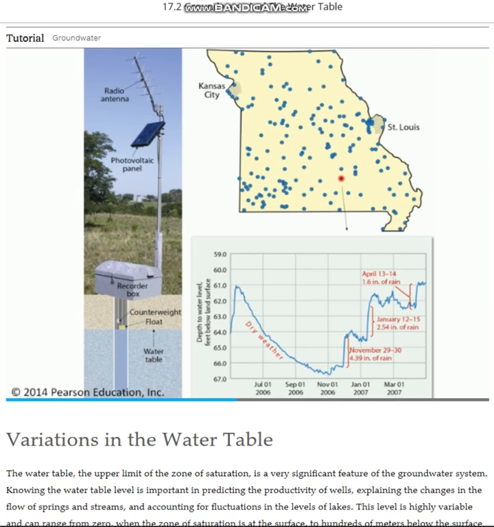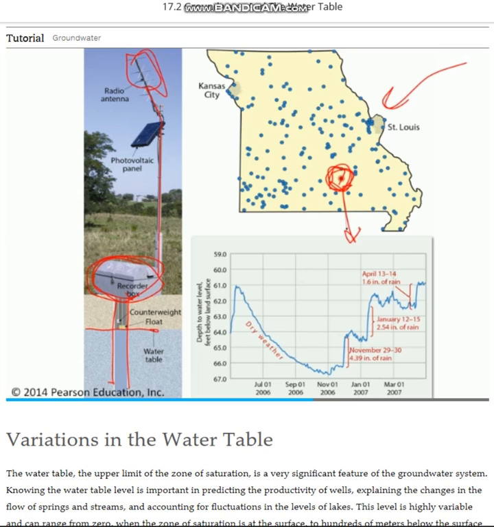Now we can monitor groundwater using wells, and these wells look something like the image over on the left, where we've got a little counterweight that's going down into an empty hole in the ground and a little float. As the water table moves up and down, it makes that float go up and down. That gets recorded in a little recorder box, and then it ends up getting broadcast out to a network via that antenna. So for the state of Missouri, you can see here the network of groundwater wells shown in blue. Data from one in particular, shown here in red, is depicted on this graph down at the bottom.